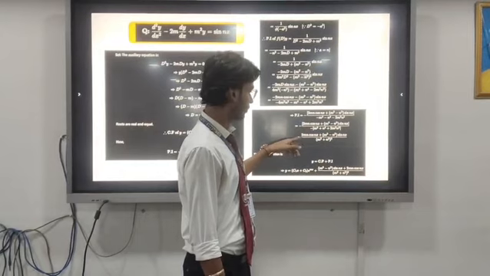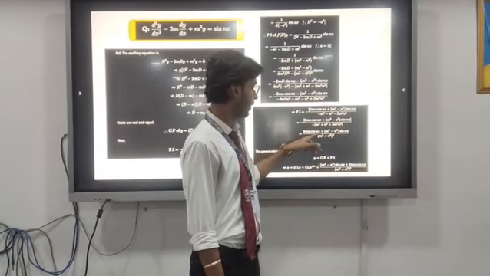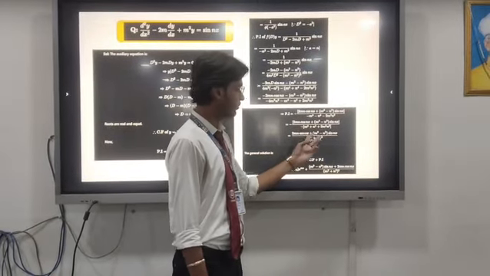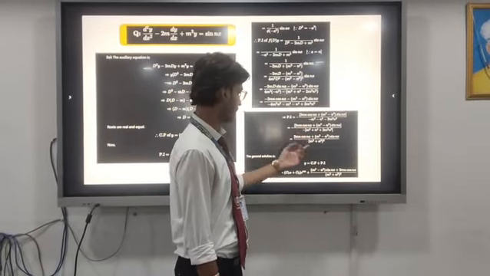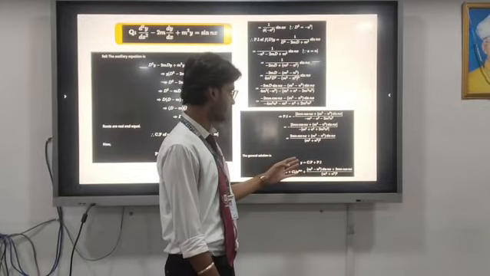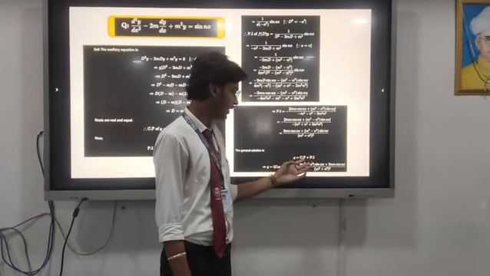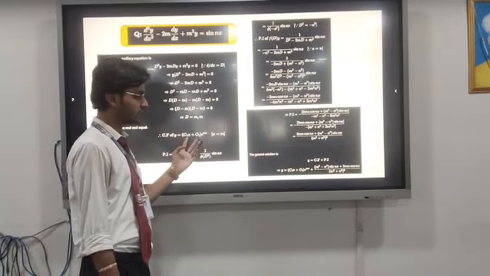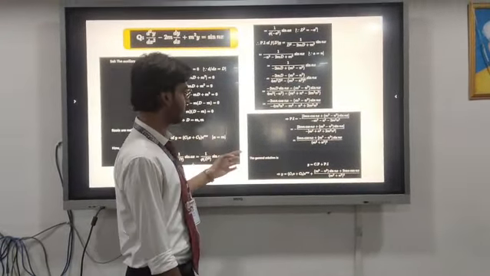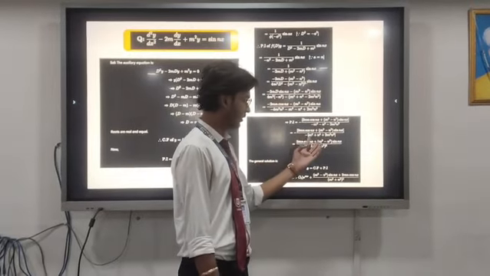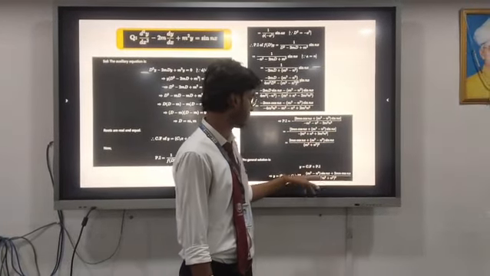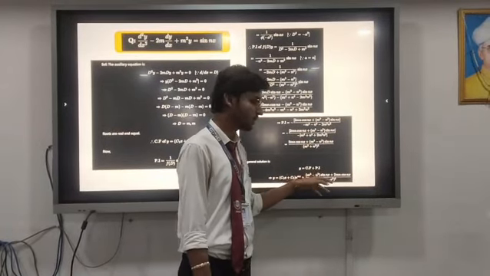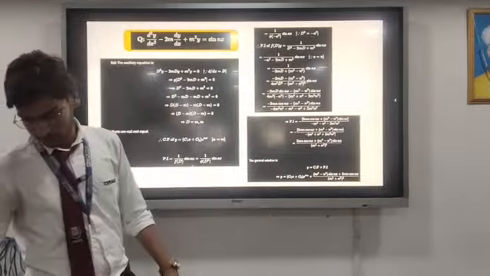Now minus minus cancels out, so we will get (2mn cos nx plus (m squared minus n squared) sin nx) upon (m squared plus n squared) the whole squared. So the general solution will be y equals complementary function plus particular integral. So y equals (c1 x plus c2) into e to the power mx, which is the complementary function, plus the particular integral part, ((m squared minus n squared) sin nx plus 2mn cos nx) upon (m squared plus n squared) the whole squared.